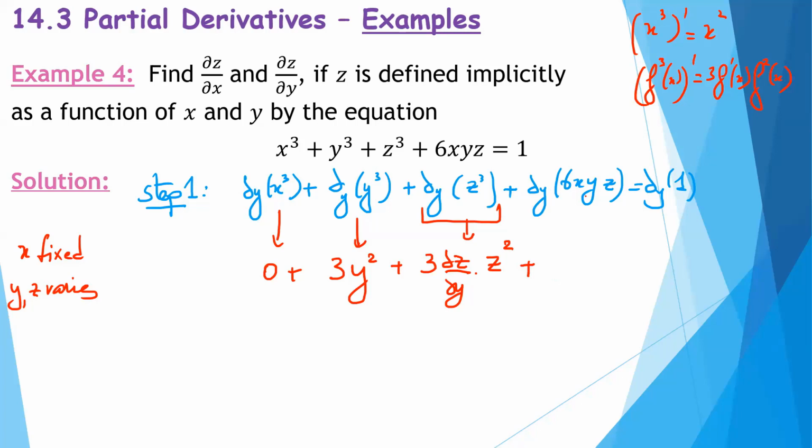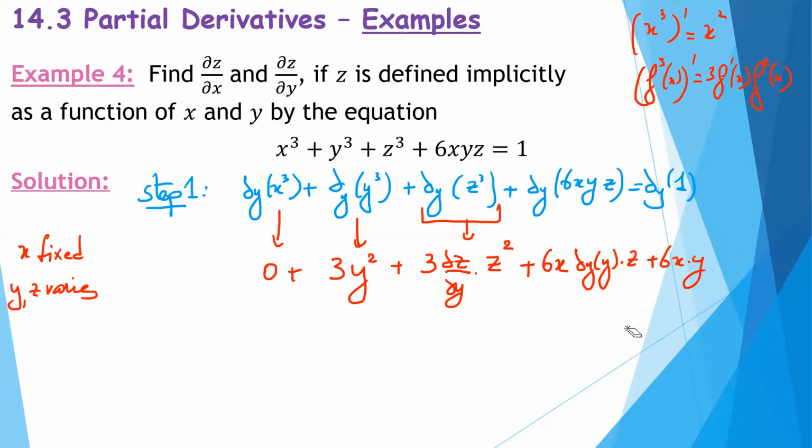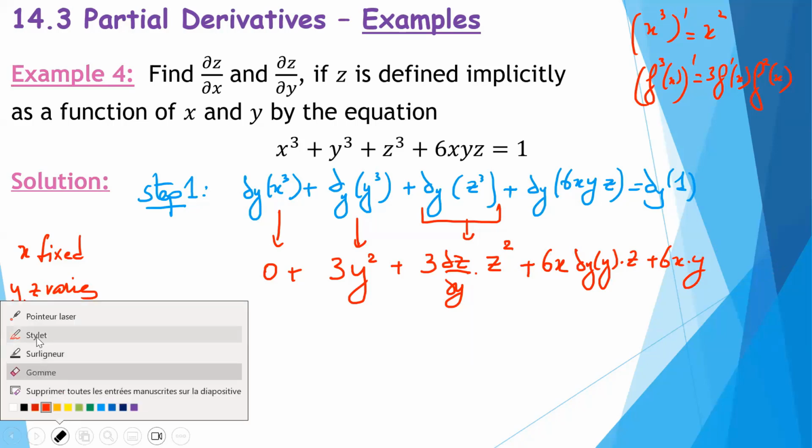Plus d/dy of this, so 6x is constant. Then d/dy of y times z, plus 6xy d/dy of z, or dz/dy. We keep the same notation.